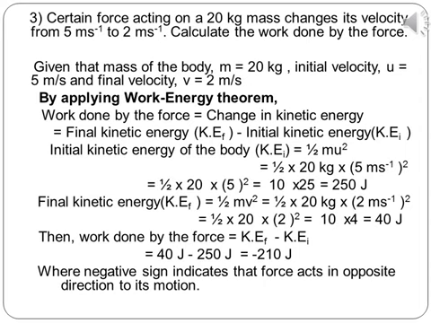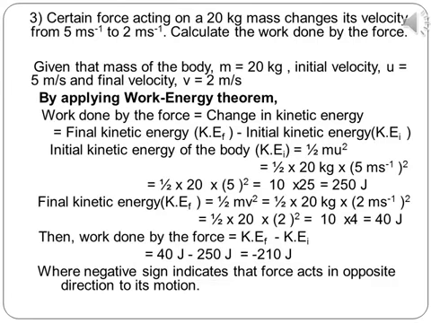You know that initial kinetic energy of the body KEI is equal to 1/2 mu square, where u is the initial velocity. By substituting the values of m and u, we get 1/2 into 20 kg into 5 meter per second whole square, which is equal to 1/2 into 20 into 5 square, which is equal to 250 joule. Similarly, we can calculate the final kinetic energy KEF.